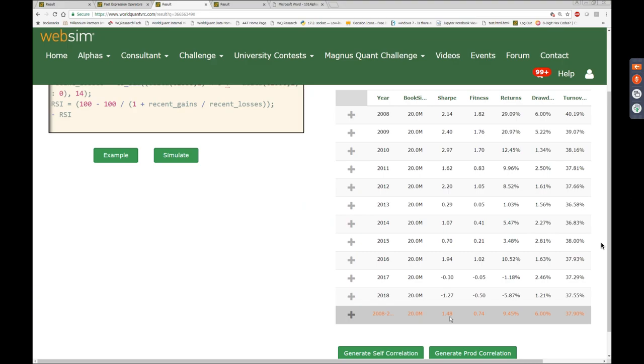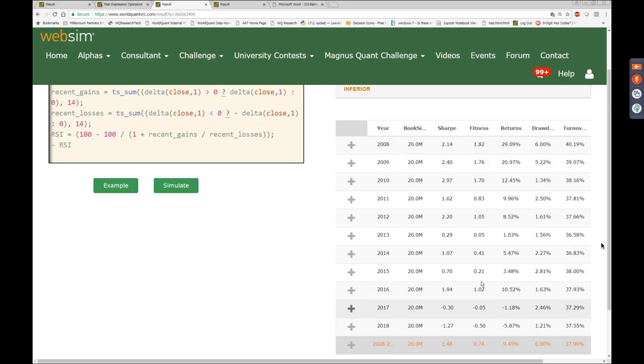It's a promising beginning, so maybe with a little bit of work and a few improvements, we can figure out how to improve this. The fitness is all right. It's below 1, so usually if you want to submit an alpha, you need to reach a fitness of 1. So there's something to work with. The turnover of 40% is probably a little bit on the high side, so maybe you can work on this. You can try to improve the returns and, most importantly, try to figure out how to fix it in the recent past.